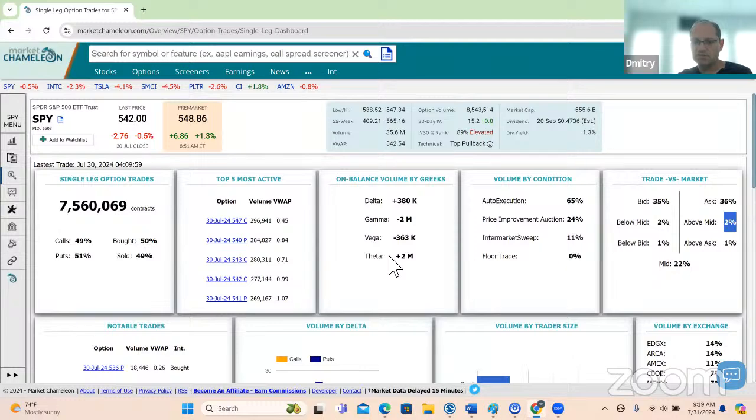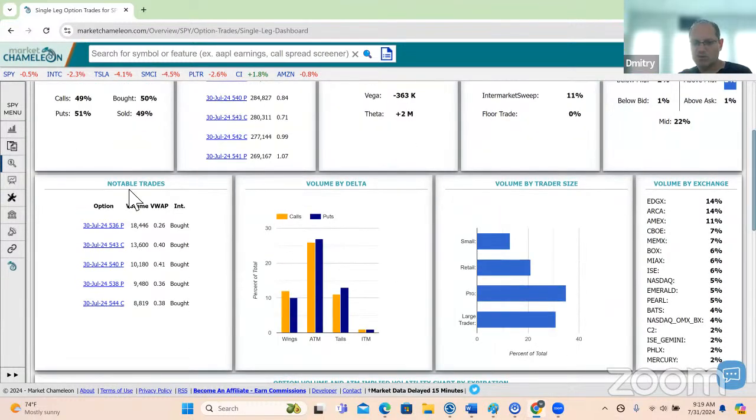So let's come down here. And now we have this next box with analytics. And this here looks at the biggest trades in SPY yesterday, single leg trades. All right, so this doesn't mean the option with the most volume. It's not the most active. It's just the biggest trade.